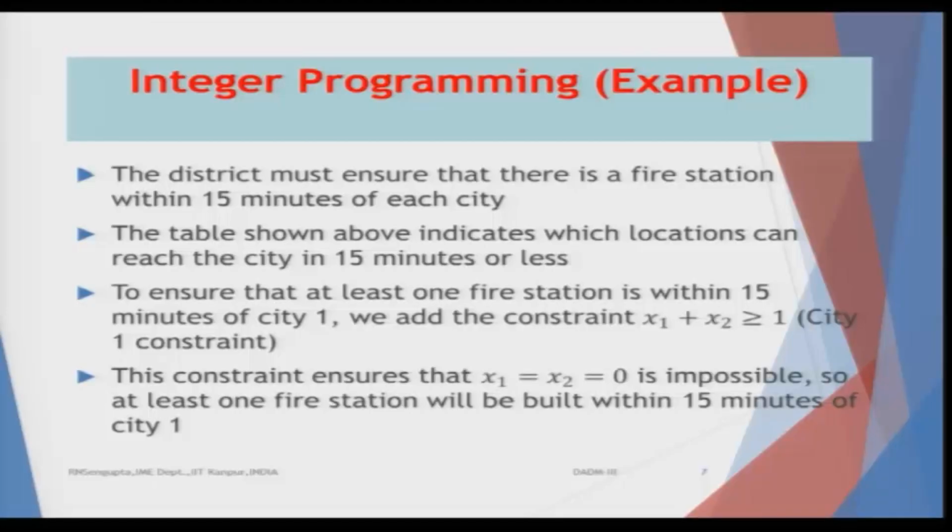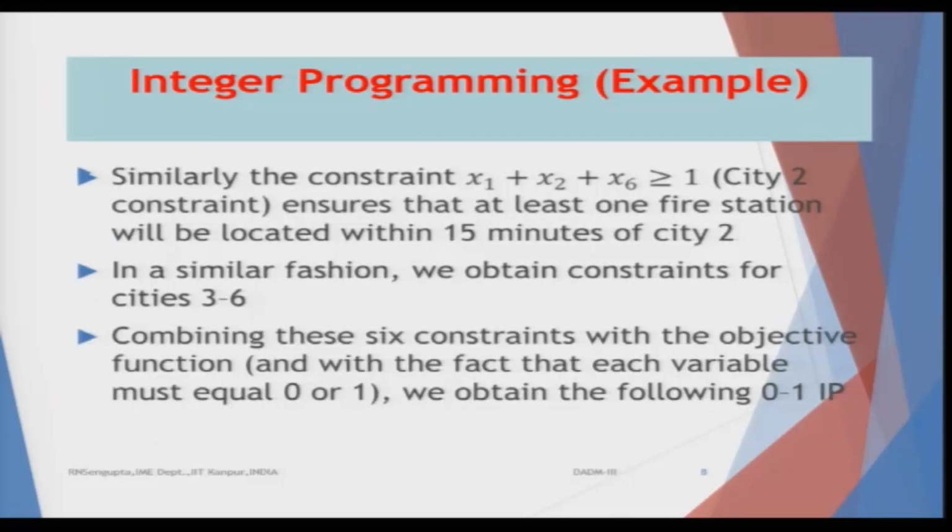This constraint which I have just discussed ensures that x 1 and x 2 cannot both be 0, because 0 plus 0 cannot be greater than or equal to 1. So, at least one fire station has to be built which is within 15 minutes of city 1, because basically it caters to 1 and 2. Now, let us go to city 2.